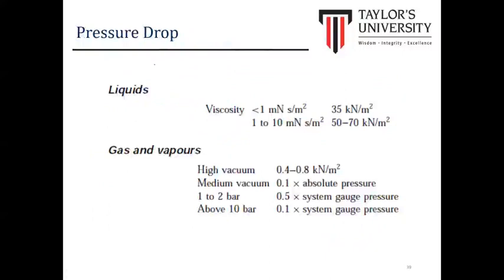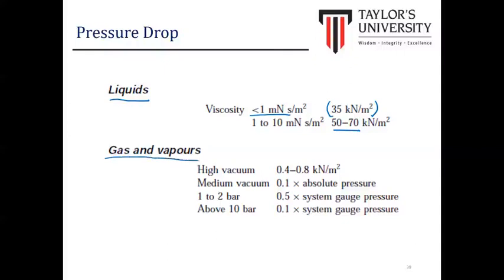Okay, related to the pressure drop, if we have liquid as the process fluid in the system, and the viscosity is less than 1 Newton second per m square, the pressure drop value should be 35. And if the viscosity is in the range 1 to 10, the pressure drop should be within the range of 50 to 70 kilonewton per m square.